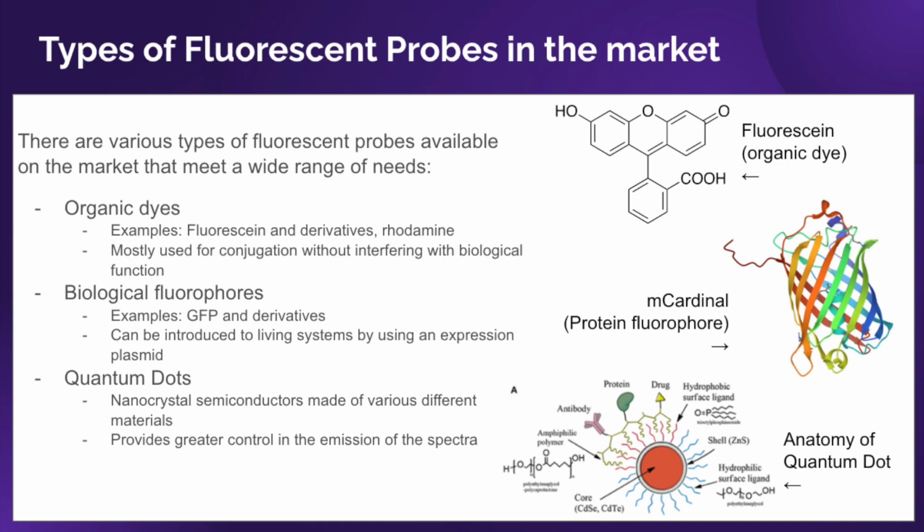Organic dyes are used primarily for bioconjugation of antibodies or avidin because these are small molecules that don't interfere with biological function. For biological fluorophores, the most common protein fluorophore used is GFP.